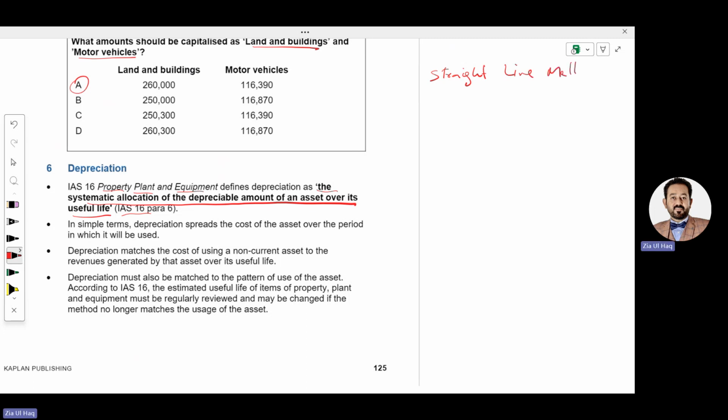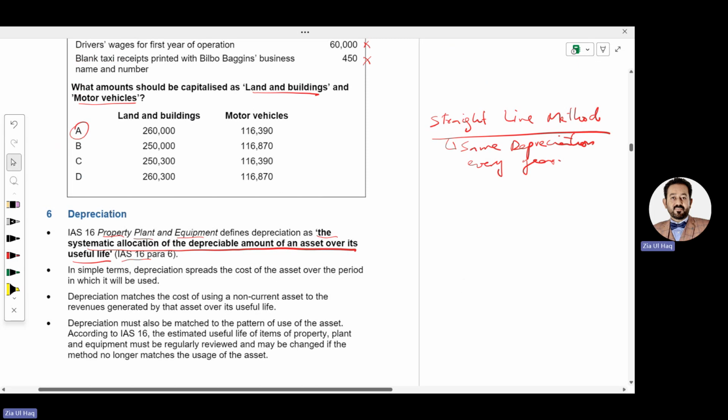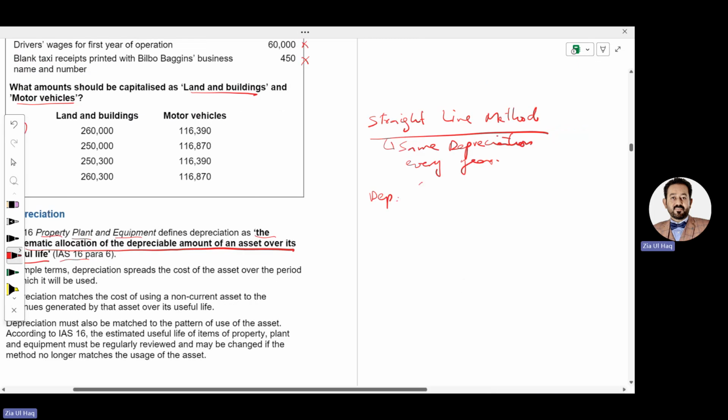Straight line method means the same depreciation every year. The same amount will be recorded as depreciation expense every year. How can we calculate depreciation using this method? Depreciation is equal to cost over useful life.